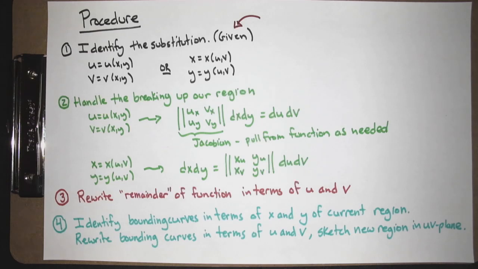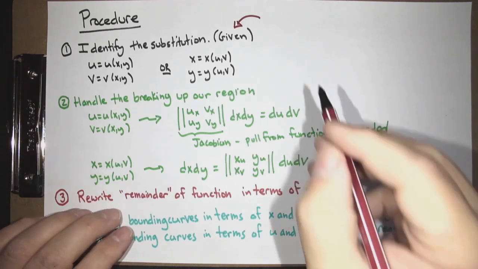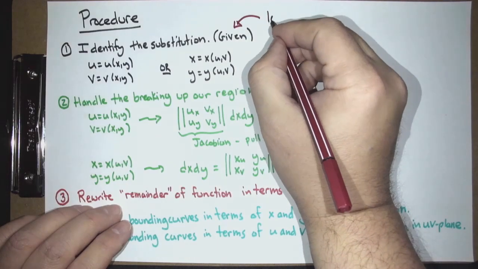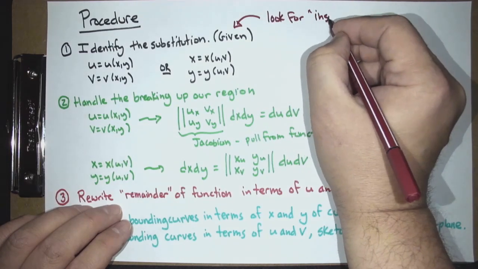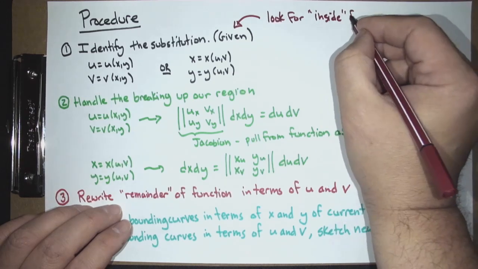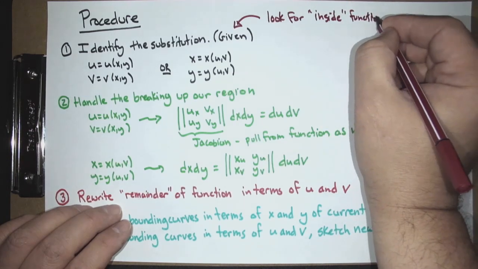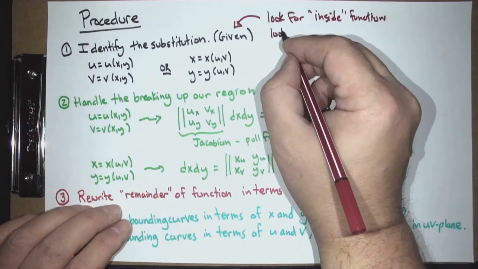Well, where did substitution come from? What rule does substitution come from? Chain rule. Chain rule deals with what? Functions in functions. So if it's not given, look for inside functions. That's usually a clue. The other clue to look for is weird boundary.